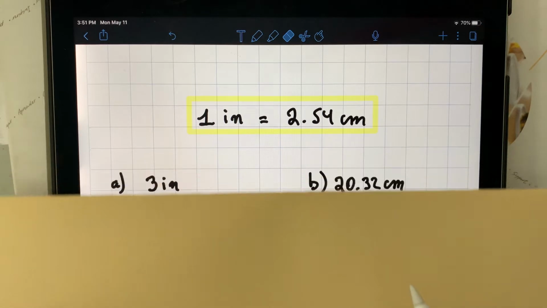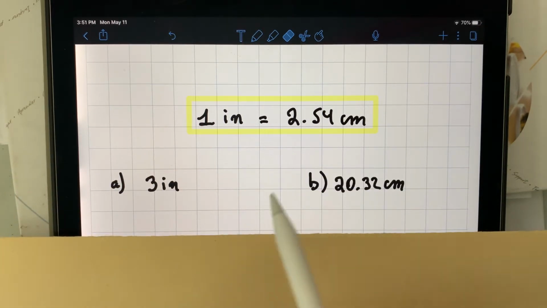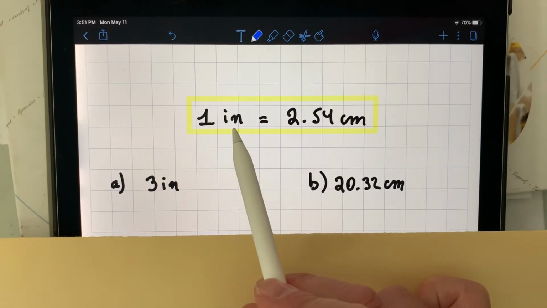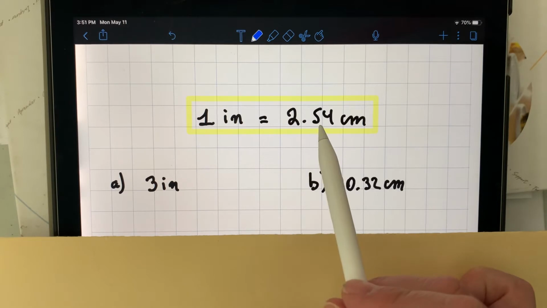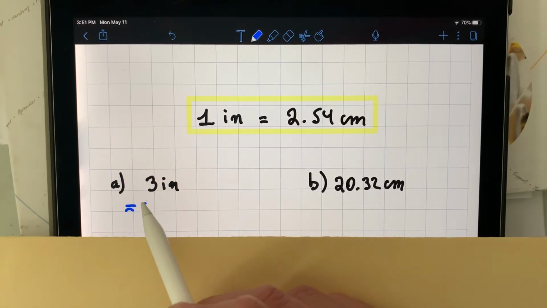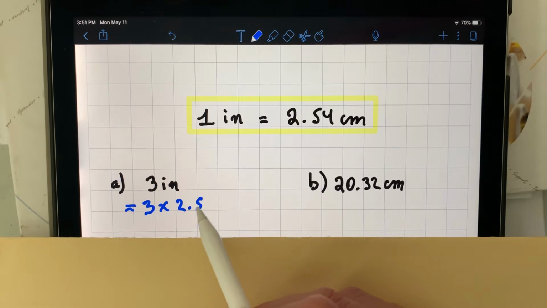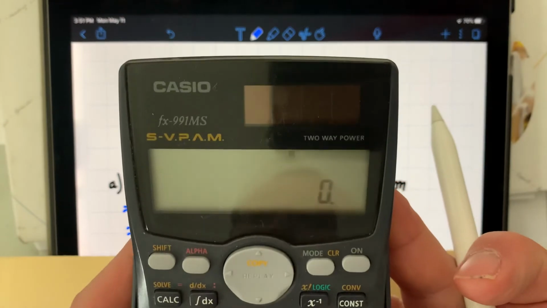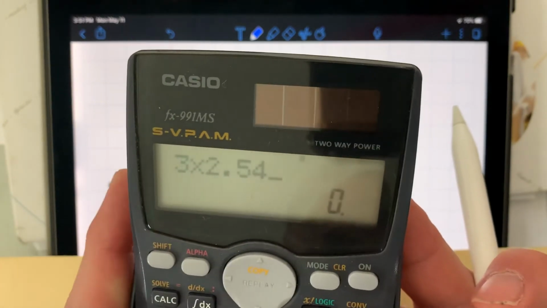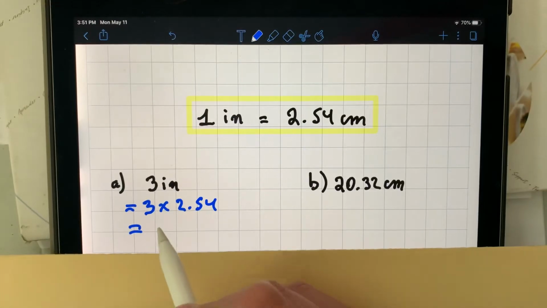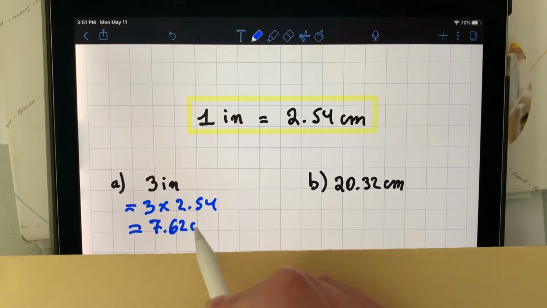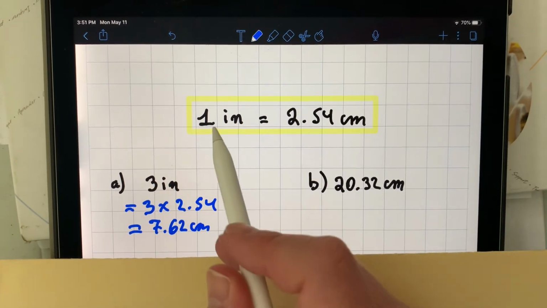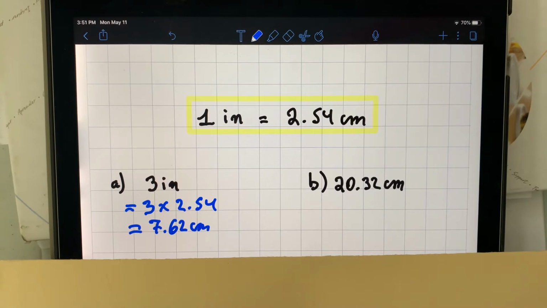So let's do our first conversion. What if we have 3 inches? How much is that in centimeters? So going from inches to centimeters, I'm going to have more centimeters. So I'm going to do equals 3 times 2.54. And let's try this. 3 times 2.54 is equal to 7.62 centimeters. 7.62 centimeters is the same as 3 inches, a larger number for centimeters and a smaller number for inches. That makes sense. Let's try B.